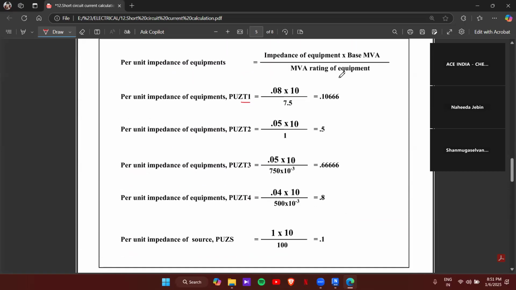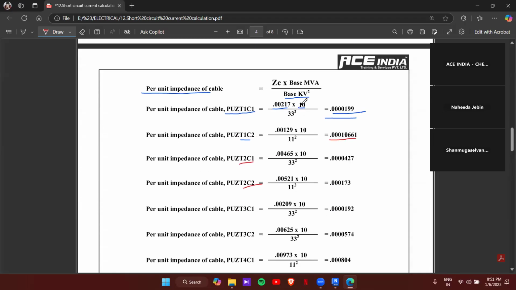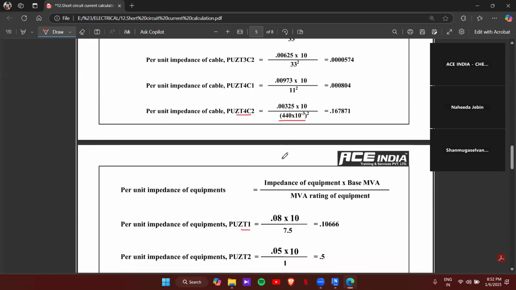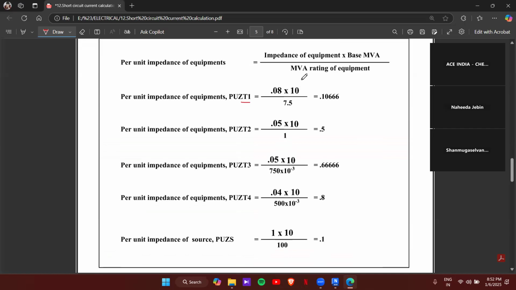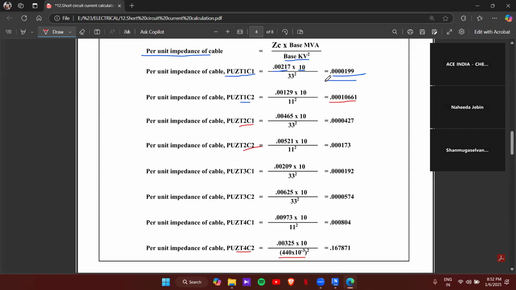So 0.08 times the base MVA. Again, one more thing: if you are considering 10 as the base MVA for this calculation, throughout the calculation you have to follow 10. In between, you cannot change. If you are changing, you have to start over with 20 itself. And MVA rating of equipment means the capacity of the transformer.